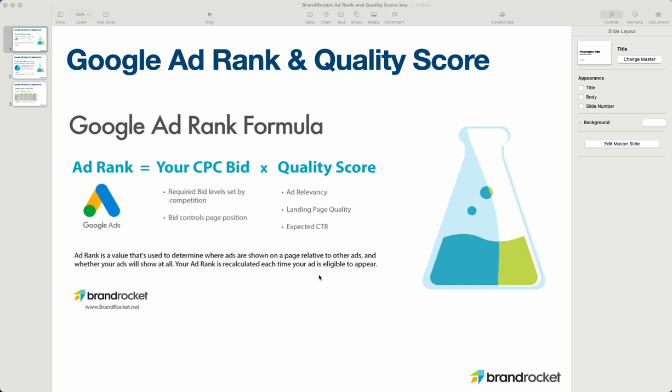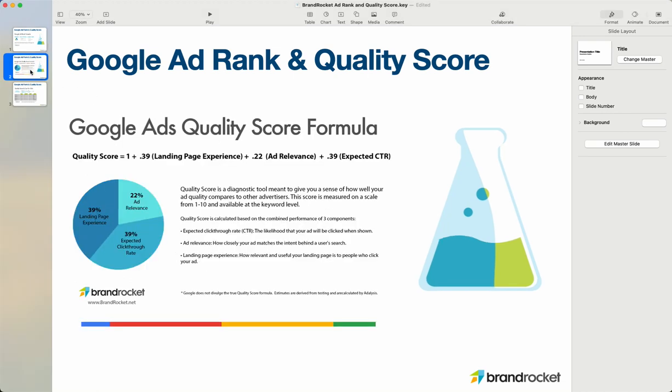All right, so that's the ad rank formula. Ad rank equals CPC bid times quality score. So now let's jump into the quality score formula, again taking a deep dive into those three tiers of quality score. And nobody knows for sure what this is comprised of. It's kind of like the Coca-Cola formula. It's locked up. Google will not share this with anybody.